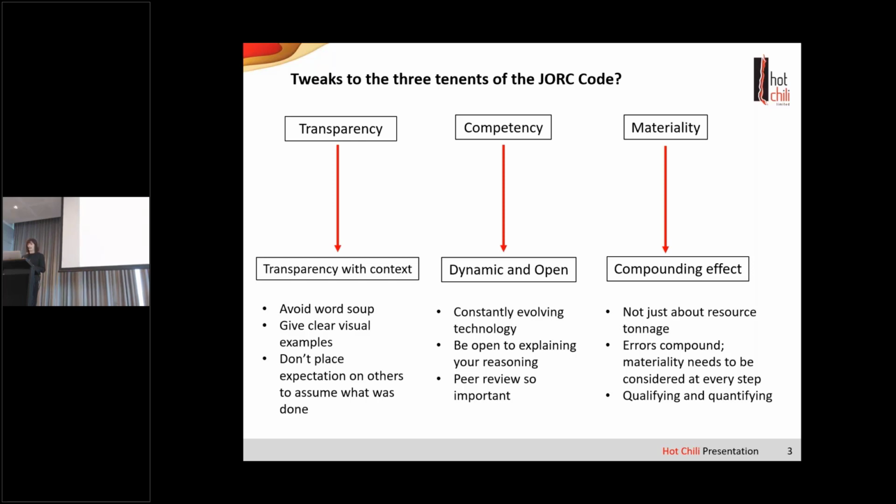Resource has to be looked at, materiality has to be looked at, with compounding errors potentially through the process, as we were learning about today with the fundamental sampling error. These things compound, and so we need to be thinking about materiality throughout the whole process. And I think, you know, we all do QA/QC, and I think we need to be thinking about qualifying as well as quantifying these things.